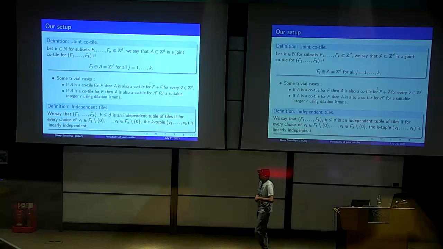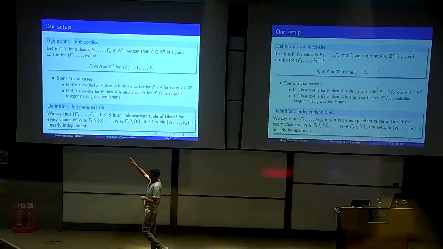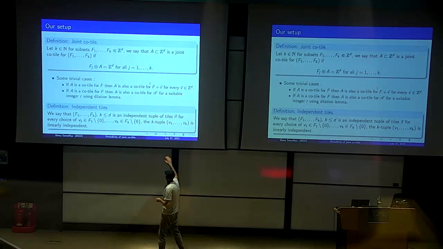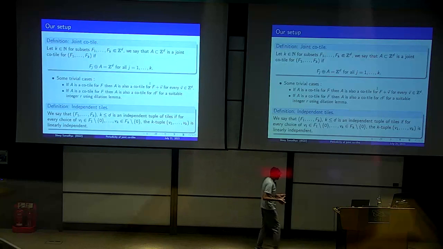So here I'm defining what you mean by independent tiles. If we have K tiles, we say that they are independent tuples of cotiles if I pick V1 from F1 minus 0, V2 from F2 minus 0, Vk from Fk minus 0, and this is an independent group of vectors. Okay, the usual definition of independence.